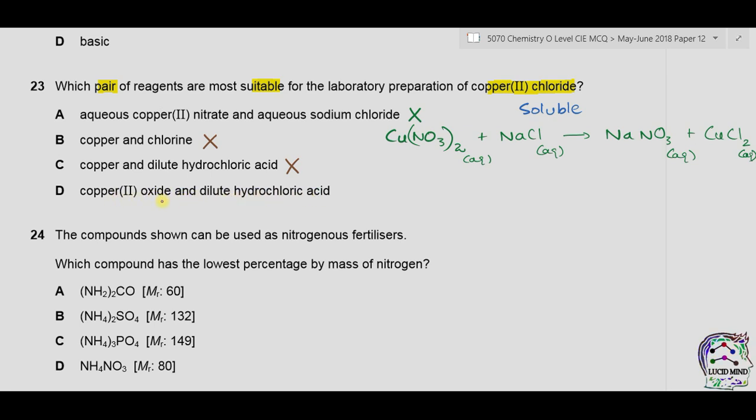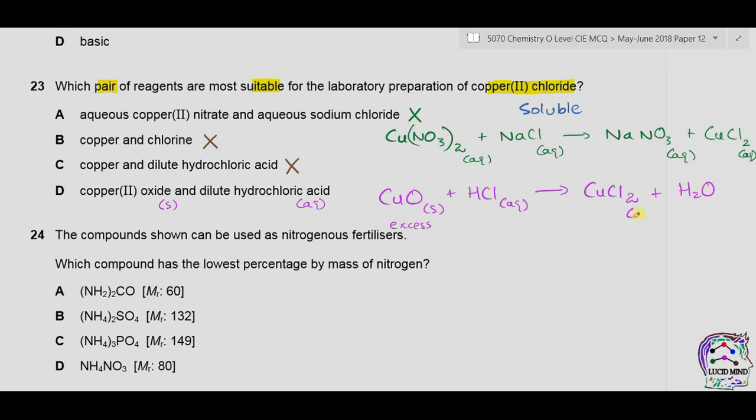Now copper oxide is a base which is insoluble and dilute hydrochloric acid is HCl aqueous. Let's find out this reaction. We have CuO, HCl aqueous. In this reaction we have acid and basic oxide, so we are going to use the oxide in excess so that none of HCl remains. The product formed will be copper chloride along with water.